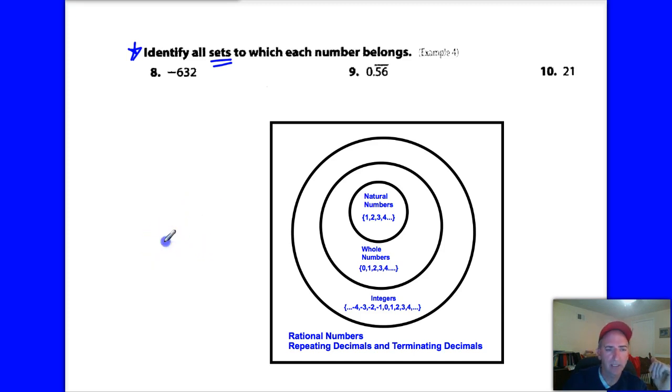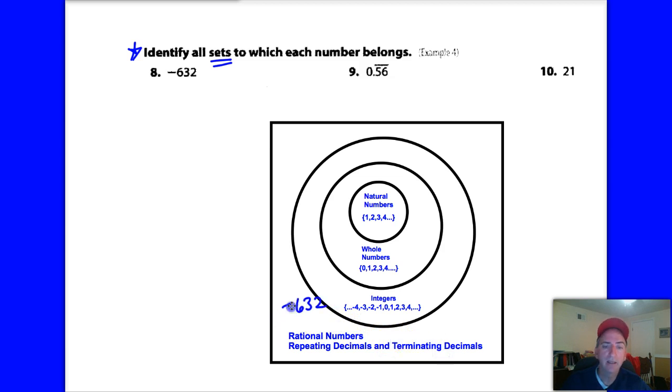Now I'm going to do a nice little smart trick here for number 8, and here's what you have to do: you have to name all of the different sets that each of these numbers belong to. So number 8 says -632. So here's how you think. You take the number and you start on the outside, and you ask yourself, does this number fit into this group here? Is -632 a rational number? Well, yes, it is, because it terminates. So it would be included in that.